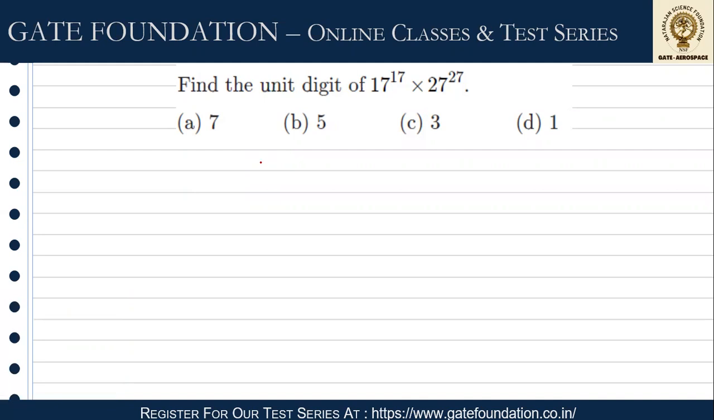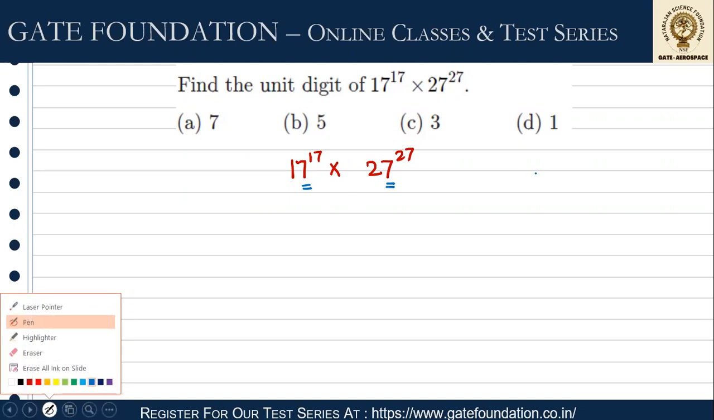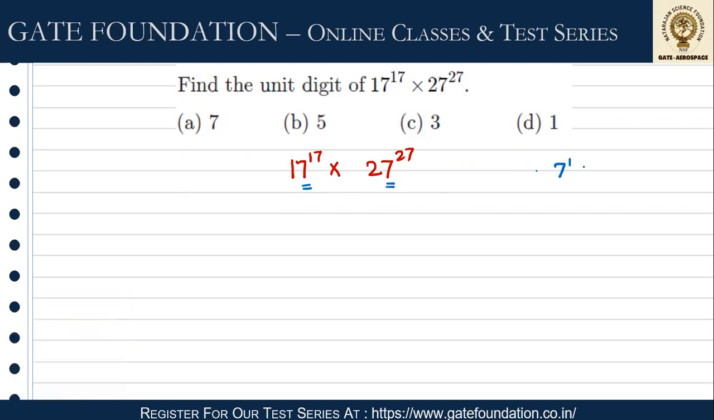And let's see how we can solve this. You have 17 raised to 17 cross 27 raised to 27. We are more interested in the unit digit over here, so remember this part. Whenever this kind of question comes, we are interested in the unit digit. Now, in case of 7, what is the cyclicity of 7s? 4. 7 to the power 4 is 2401, right? If I'm not wrong.